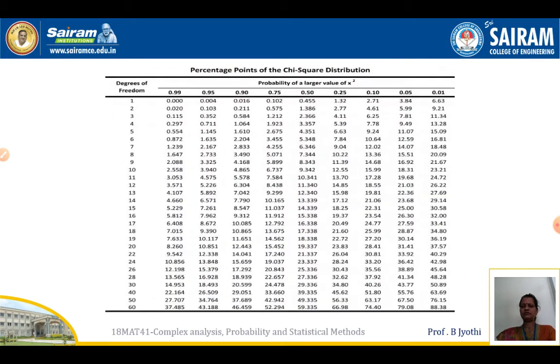This is the table for the chi-square distribution. Here are the degrees of freedom 1, 2, 3, etc., up to 60, and there are various percentages given: 99%, 95%, 90%, 75%. So this is the chi-square distribution table. We will be referring to it, and usually the values will be given. Supposing I want to refer to 9 degrees of freedom at this 95%, that is 3.325, it will be given like this.